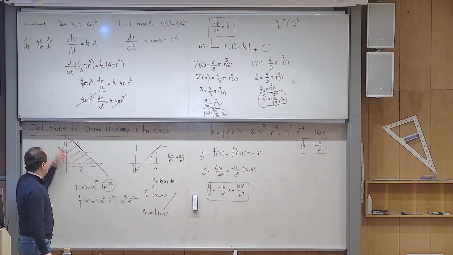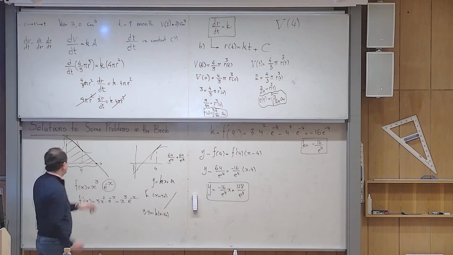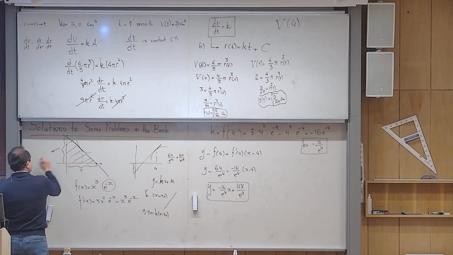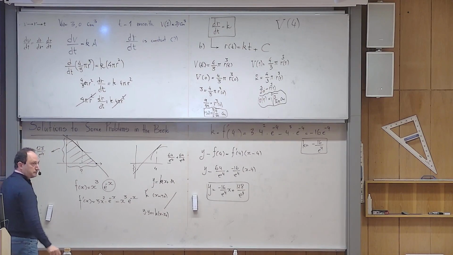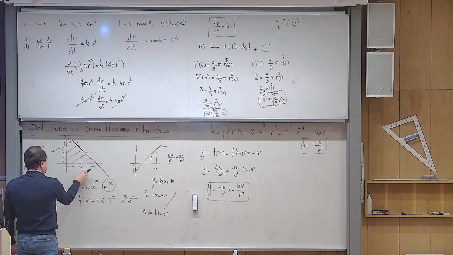I need this question mark. This question mark should be very easy for you to answer. What's that question mark? That's the m value. So that's the m value. So this is what? 128 over e to the 4.